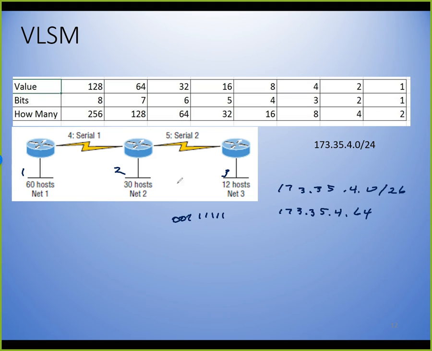And it's going to have 30 hosts. 32 works for that, because remember we have to subtract 2 off of those. The previous one has a maximum of 62, so we're okay with the 60. This one needs 30. We subtract 2, so 30 hosts here, 32 total addresses, 5 bits for host.